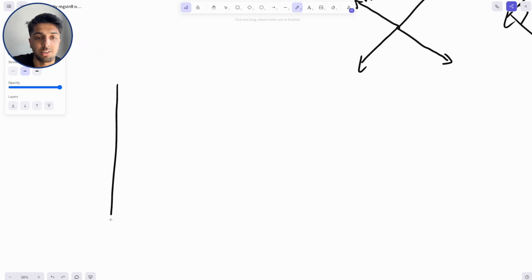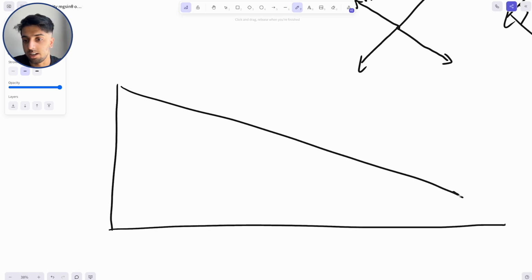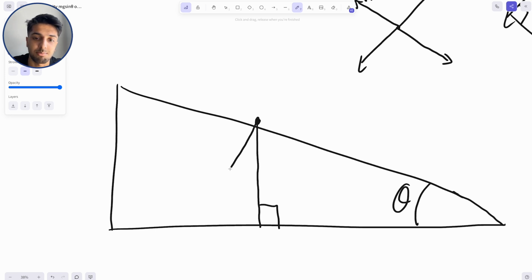So to figure it out, let's draw our incline again. We'll draw it much bigger this time. This is again theta. And we have our object. Let's just draw it as a dot this time. So the center of mass. If we draw our component straight down, we have a right angle here. And we draw a line perpendicular to the surface. We also have another right angle here as well. Right? And this is also a right angle.